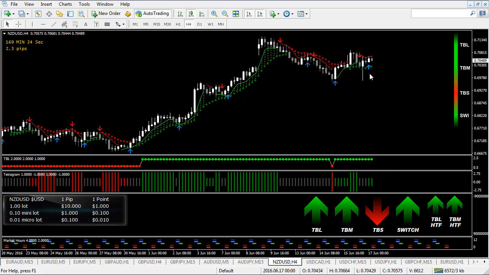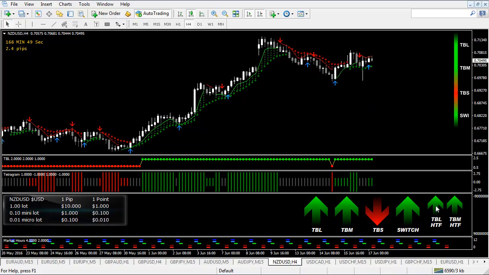Everything else is up. So we've got the TBL is green. So we have the green arrow and we have the green top part of the heat map. The TBM, the dots, they're also green. So we've got the green arrow and then the green section of the heat map. The TBS is red and it's above the price. So we get the red TBS on the heat map and the down arrow on the arrows panel. And the switch has recently turned up. So it is bullish. So we're going to get the switch being green and the switch green on the heat map.